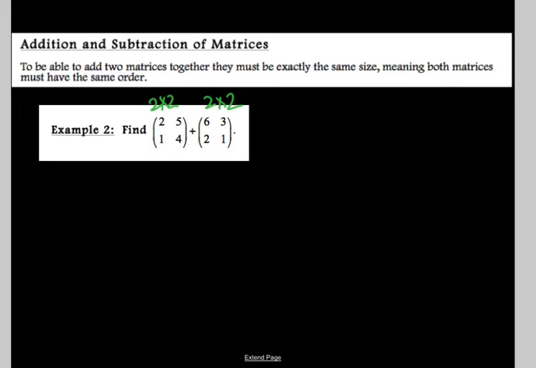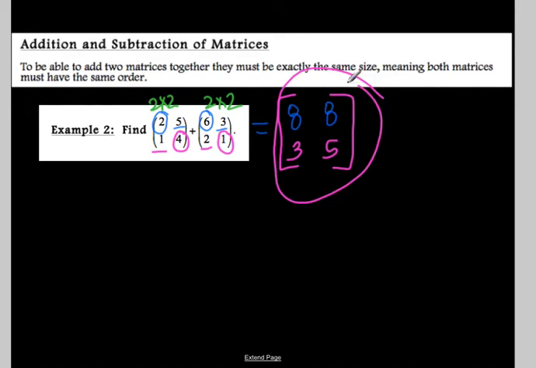So this is where it gets to the point where you like it. Wherever they are, they have to be in the same spot. You just add those together to get our new matrix. So we have 2 plus 6, which gives me 8. Then I would have 5 plus 3, which gives you 8. Then I would have 1 plus 2, which gives me 3. And lastly, 4 plus 1 gives you 5. And so here is my new matrix, my solution to example 2.